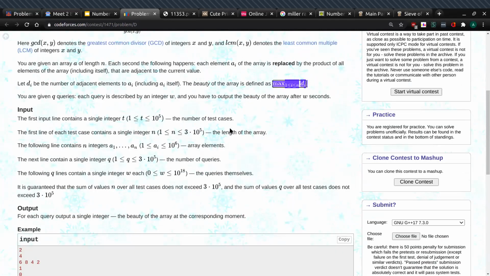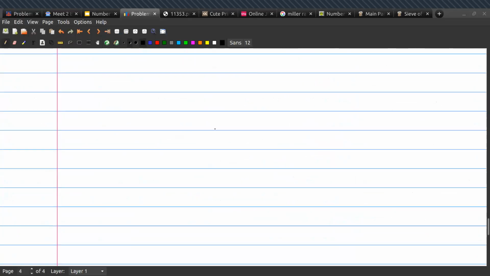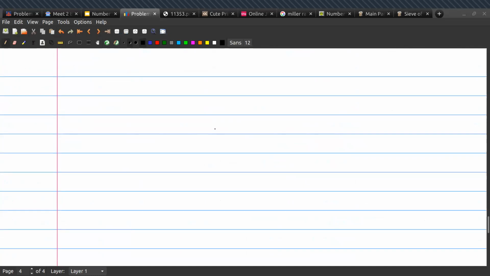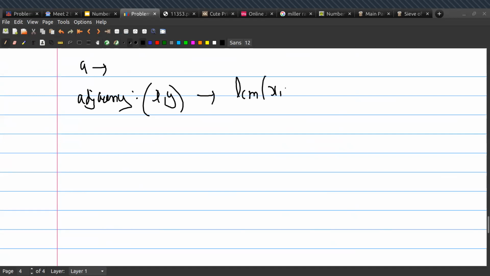So the problem is, I think I've explained it, but let me just explain it again. You have an array. There is something called adjacency. We say two numbers x and y are adjacent when LCM of x, y upon GCD of x, y is a perfect square.